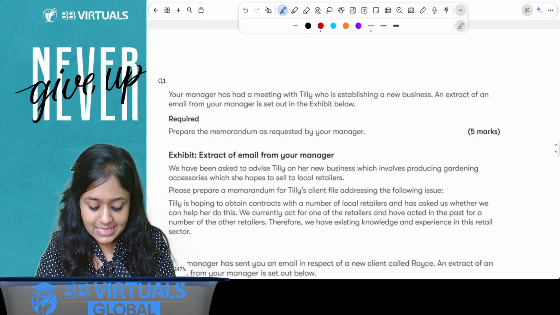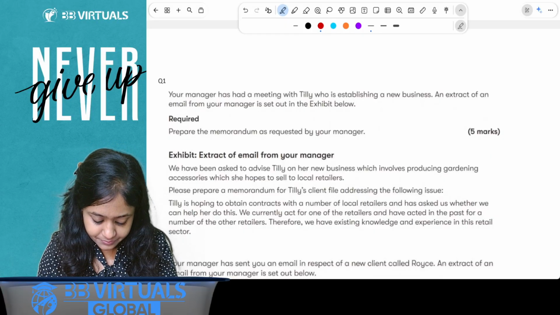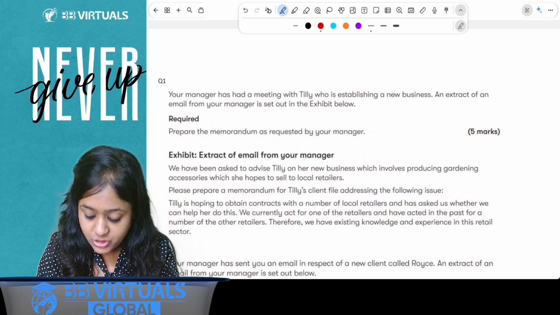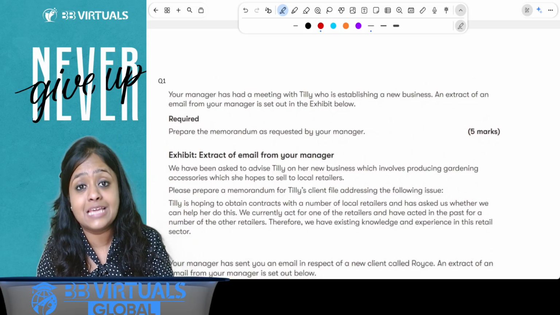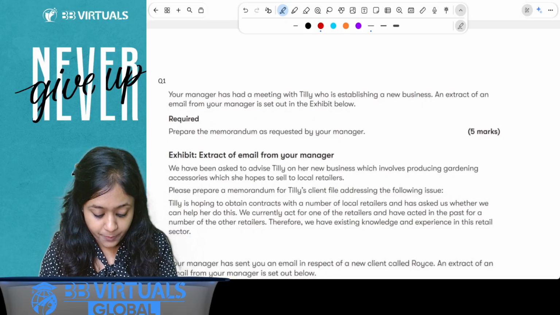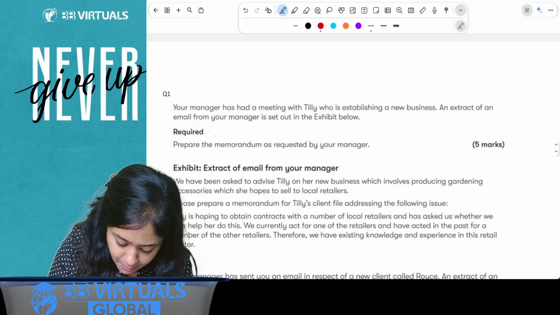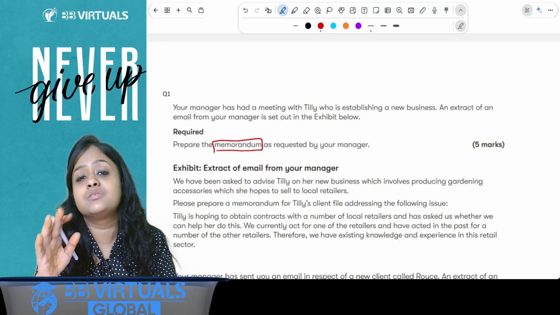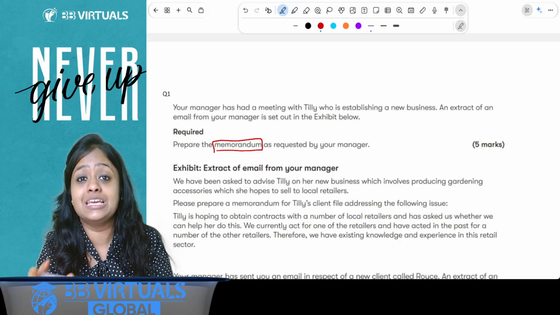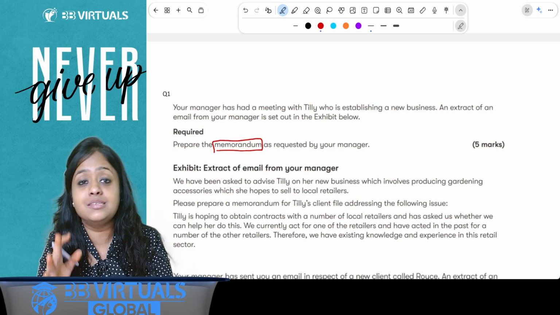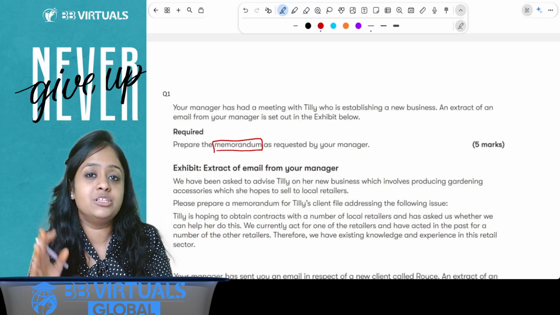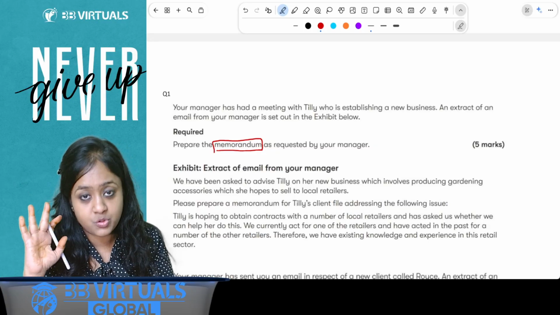Your manager has had a meeting with Tilly, who is establishing a new business. An extract of an email from your manager is set out in the exhibit below. You are required to prepare the memorandum. So I will also give you, I always will share the format, because in your ATX exam you'll be tested for writing the answers in the correct format also. That is very essential. I will share all the tips with you, all the formats with you also.